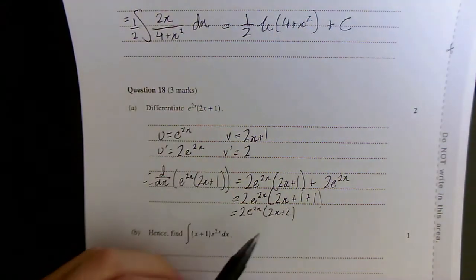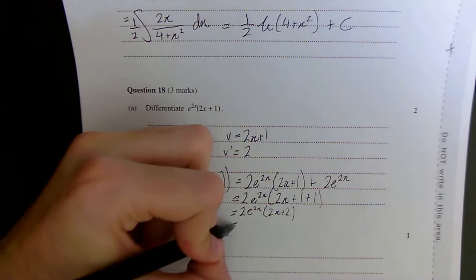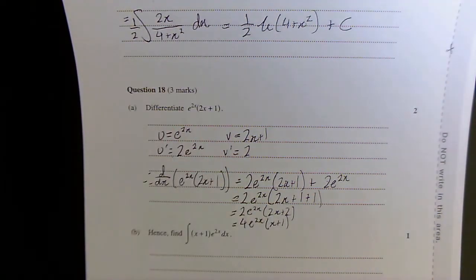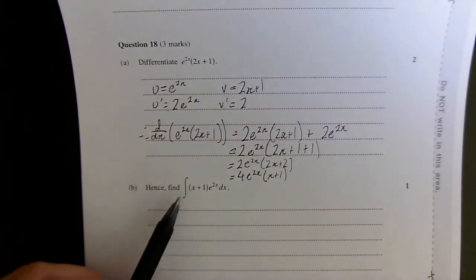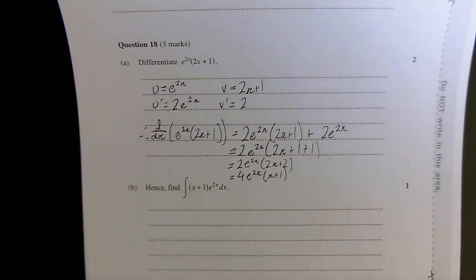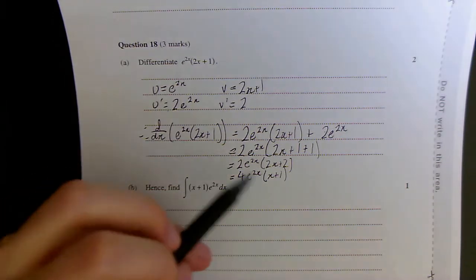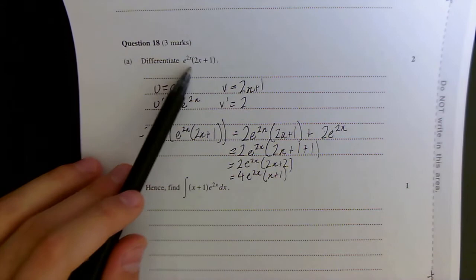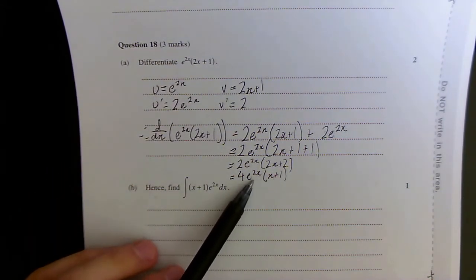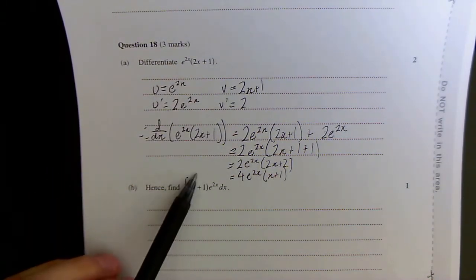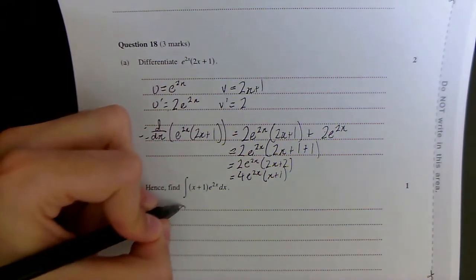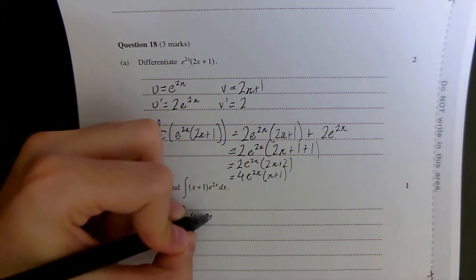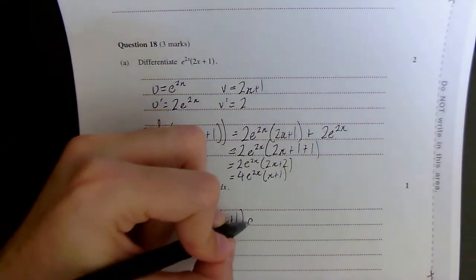And what I can do is factor out the 2 from here and put it to the front. So it's going to be 4e to the 2x times (x plus 1). Now the final question says, hence, find the integral of this. How we're going to do this is we need to use the previous part. We found that if we differentiate this thing over here, we end up with this, which looks remarkably close to that. So let's say I did have this, which was the integral of 4e to the 2x times (x plus 1) dx.